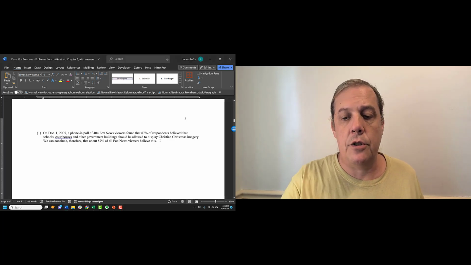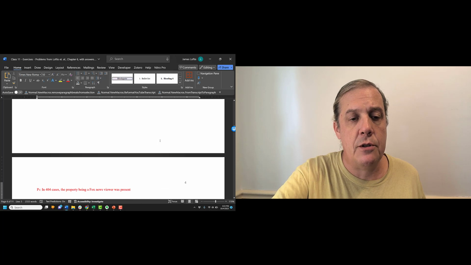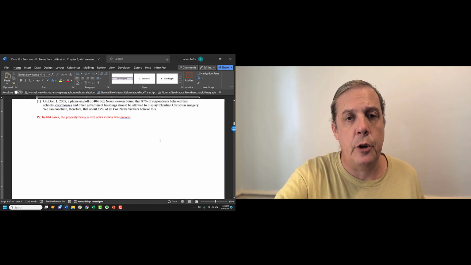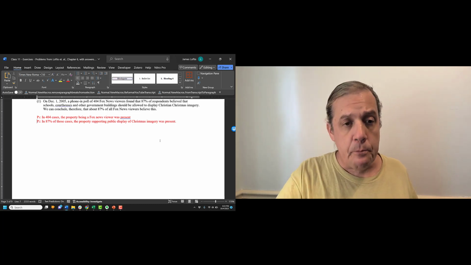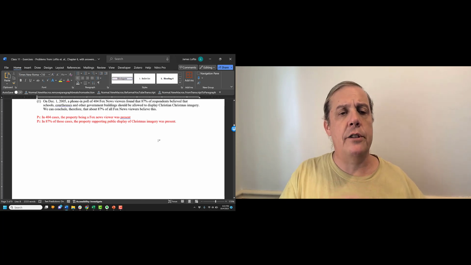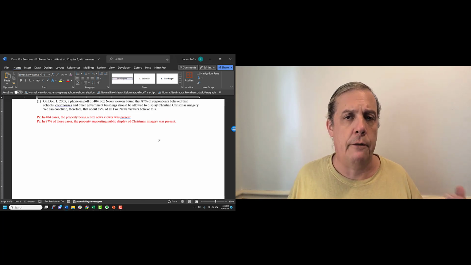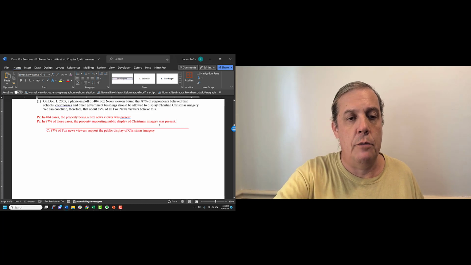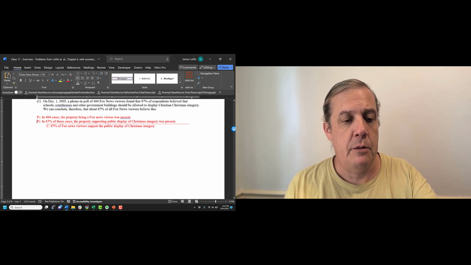So the way that I used to do this and the way that it's done on the answer sheet is with two premises, and the first premise would just look like this. In 404 cases, the property of being a Fox News viewer was present, and then in 87% of those cases, the property supporting public displays of Christmas imagery was present. And then, putting it this way, forces you to identify the two separate properties that are part of the quantified categorical statement, right? Your F property and your G property. And then the conclusion would be that 87% of Fox News viewers support the display of Christmas imagery now on government buildings.